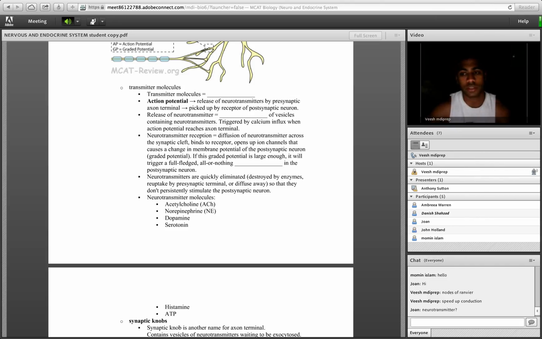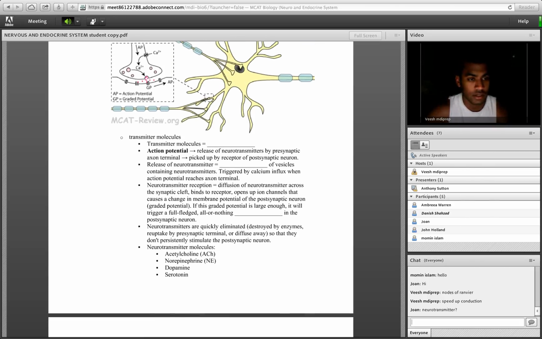In the way that the release of the neurotransmitters works, there's an exocytosis of vesicles containing the neurotransmitters, and it's triggered by a calcium influx, as you can see in this picture right here. So when the calcium is taken into the cell, the vesicles with the neurotransmitters are exocytosed.